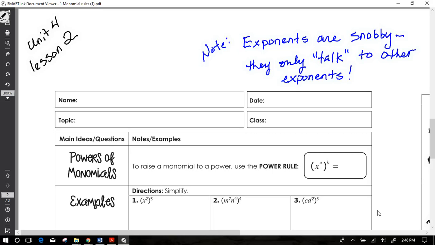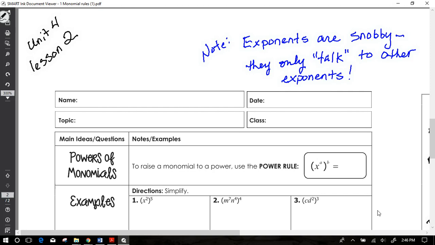All right, today we're going to complete Unit 4, Lesson 2, and we're continuing with what we've been talking about with exponents. We're adding a new rule today, okay? So before we jump into today's new rule, I want you to write at the top of your paper that exponents are snobby and that they are above everybody else. They physically are above everybody else because they're exponents on top of the numbers and letters, and they only talk to other exponents. Okay? They will only talk to other exponents.